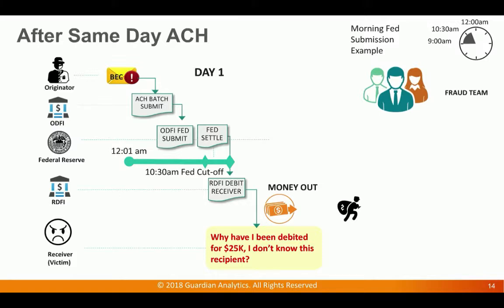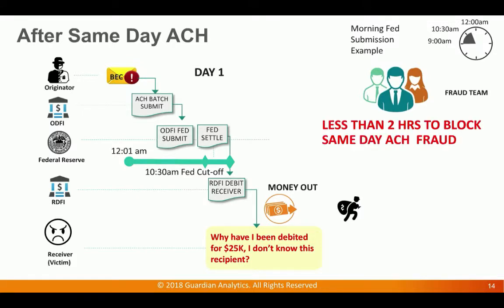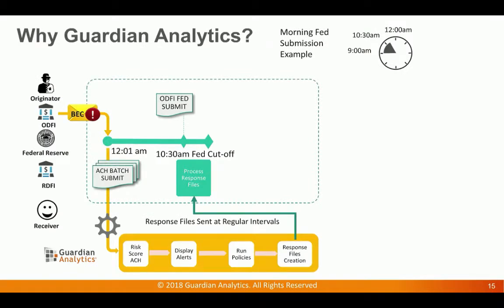So what happens is, as the originator is sending his BEC scam, breaching the first line of defense, the ODFI has only really 2 hours to go about analyzing the fraudulent transaction before it settles, so that it blocks it before the settlement. And this is a big issue because, as you can see, there's not a lot of time for fraud analysts to detect what's going on.